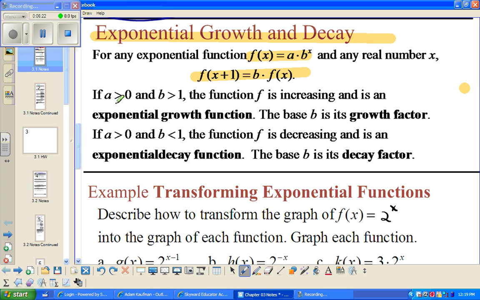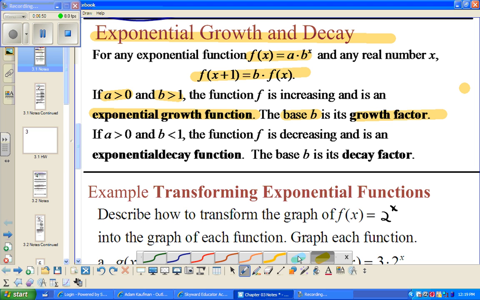Now, if a is greater than 0 and b is greater than 1, so we're talking a here is greater than 0 and b, the number that's being raised to the x, is greater than 1, the function is increasing and is considered an exponential growth function. And then what we do is we call that base the growth factor.